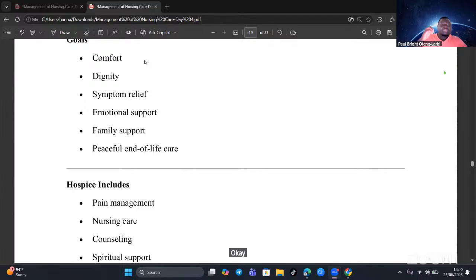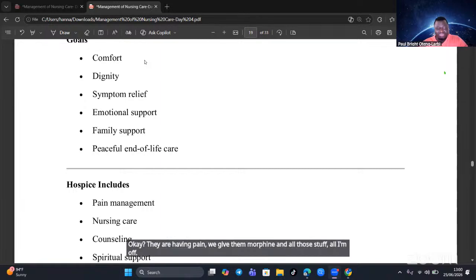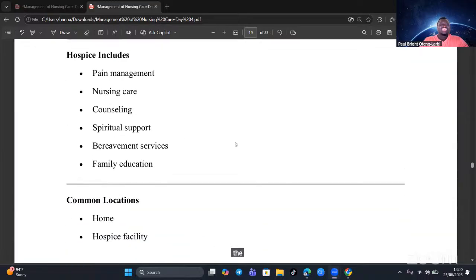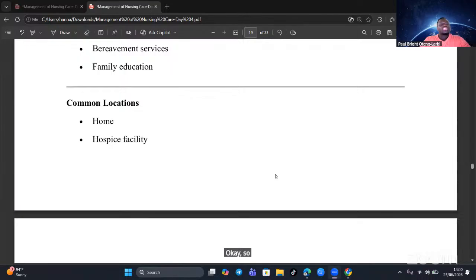Okay. They are having pain. You give them morphine and all those things, oral morphine to cure the pain. Emotionally, they are having their family, spiritual life, peaceful end of life care. That is hospice. Then the pain management, nursing care, counseling, and bereavement services. So common locations, some even do home. That we want to do hospice in our home.